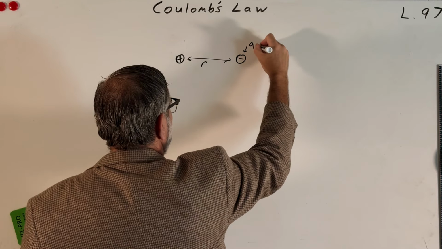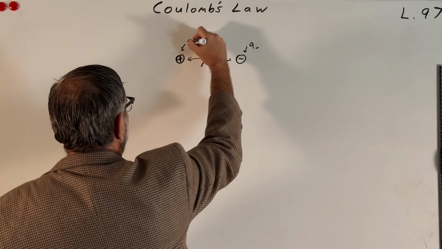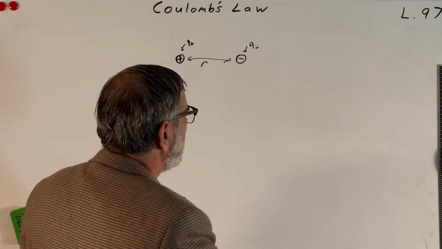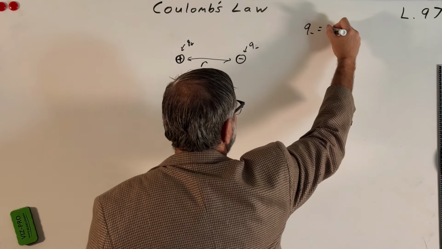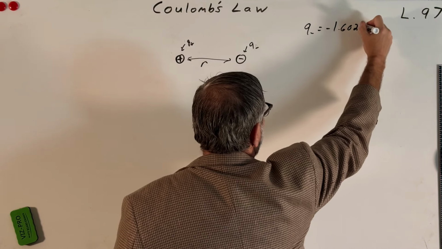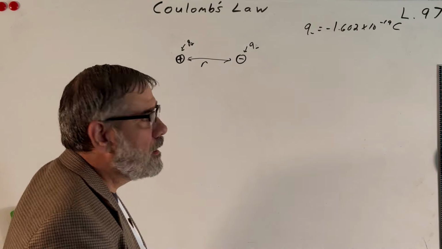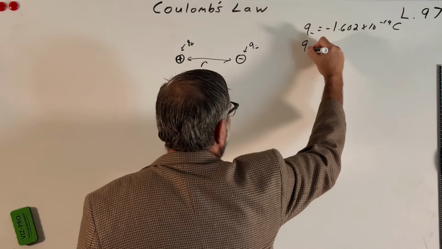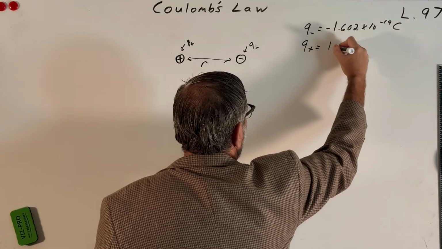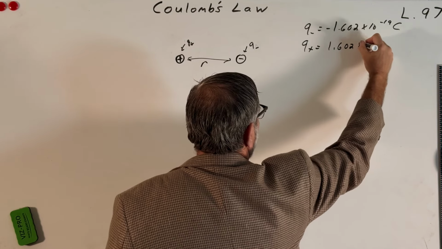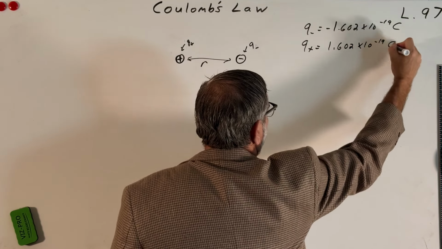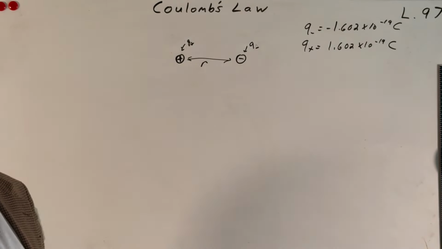So I'll call this Q minus, and I'm going to call this Q plus. Q minus is equal to minus 1.602 times 10 to the minus 19 coulombs. That's a really small number, huh? And then Q plus is equal to positive 1.602 times 10 to the minus 19 coulombs. So that's the value of that.